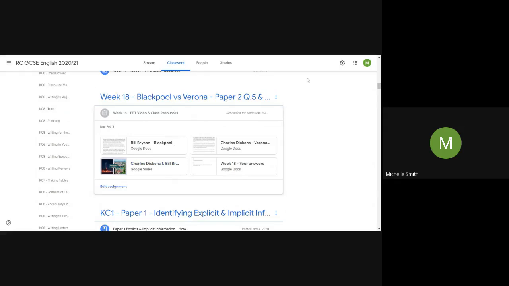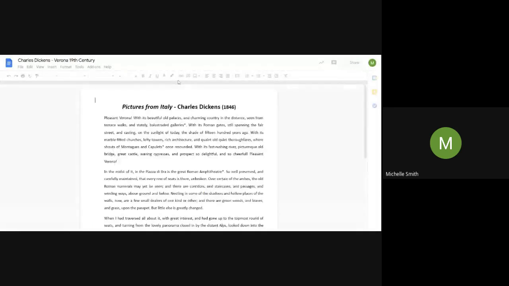Mine looks a little bit different to yours because I'm a tutor in this classroom, not a student. There are 2 documents, remember, and then also your answers as well. But the first thing we're interested in is the Charles Dickens one. So I'm just going to open that up. It's called Charles Dickens, Verona, 19th Century.